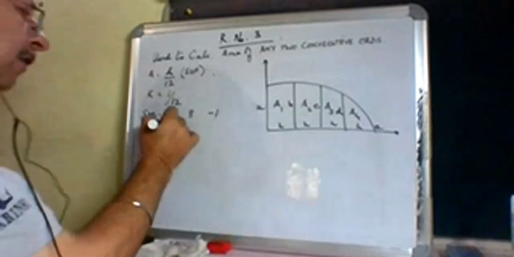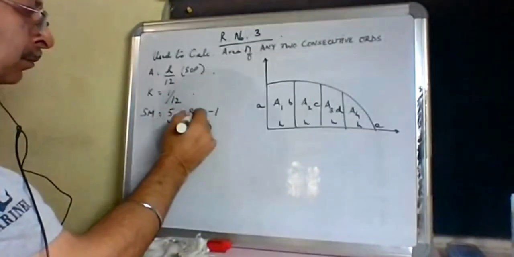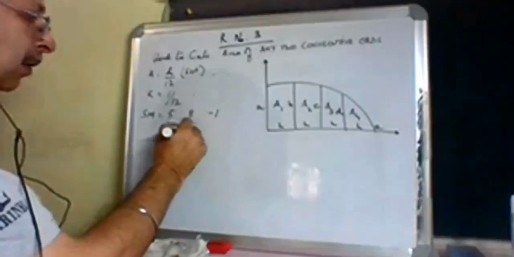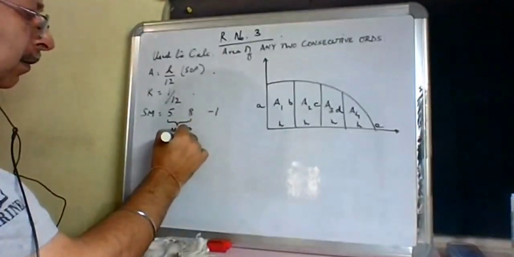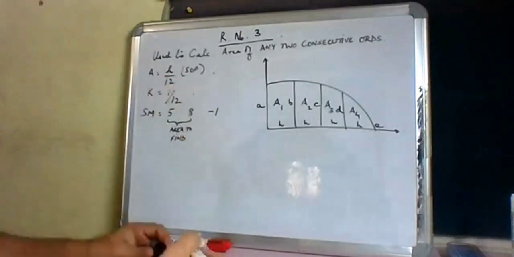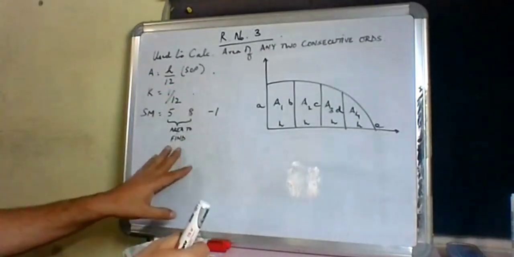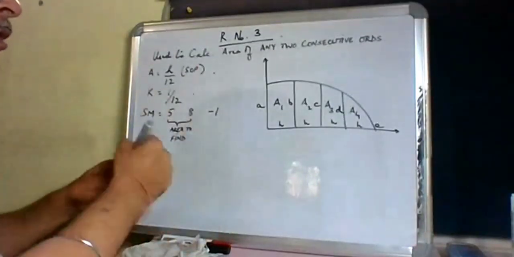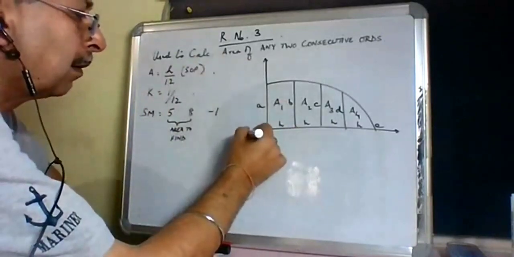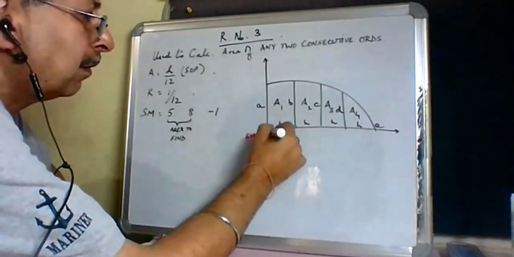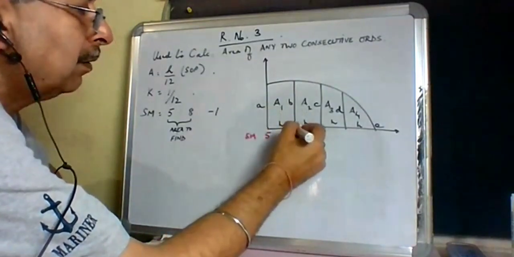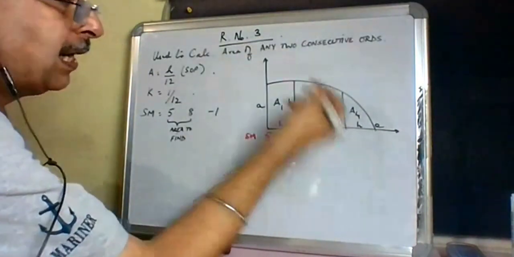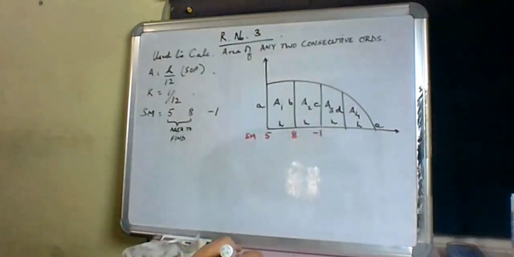5 and 8 will be put on those ordinates whose area we need to find, there 5 and 8 will be put, between which two we need to find the area, and -1 will be put on the next one. So if I want to find the area A1, then 5 will be put on A and 8 on B so that I get A1, and -1 on the next consecutive ordinate, that is, on C.